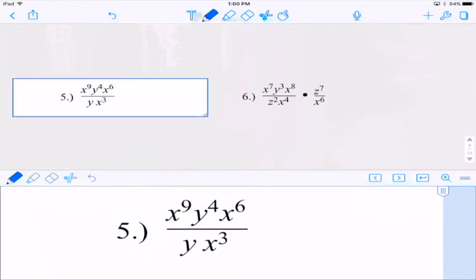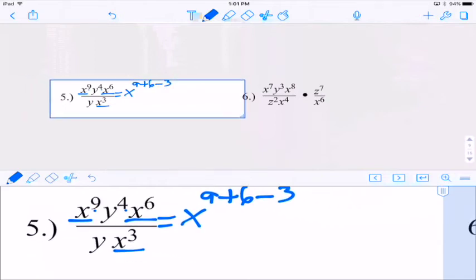All right, moving on. We got x to the 9th and x cubed and x to the 6th. Oh, lordy. We're combining rules now. So we're multiplying on top, so we would add them together. So we would get x to the 9 plus 6. That was our old rule. And we have an x on the bottom. That means we're going to subtract, so minus 3.